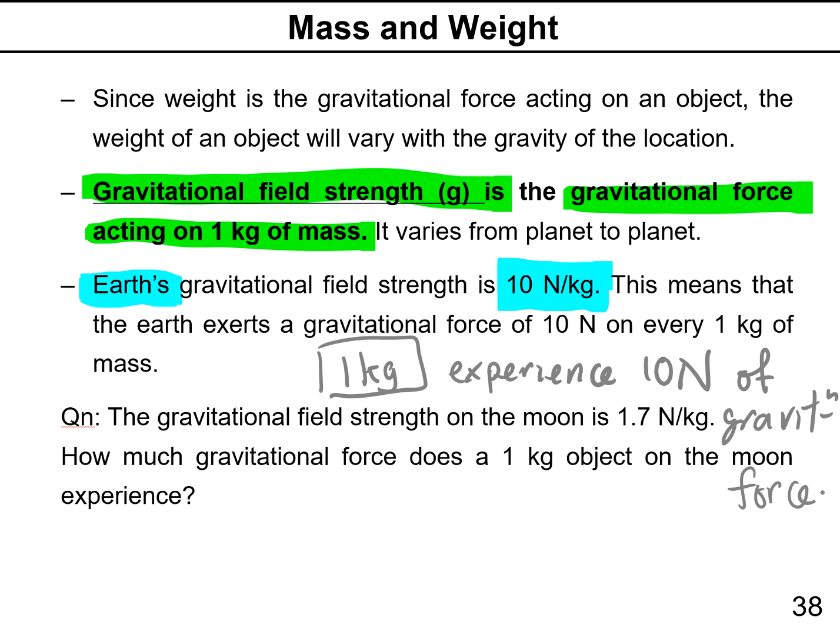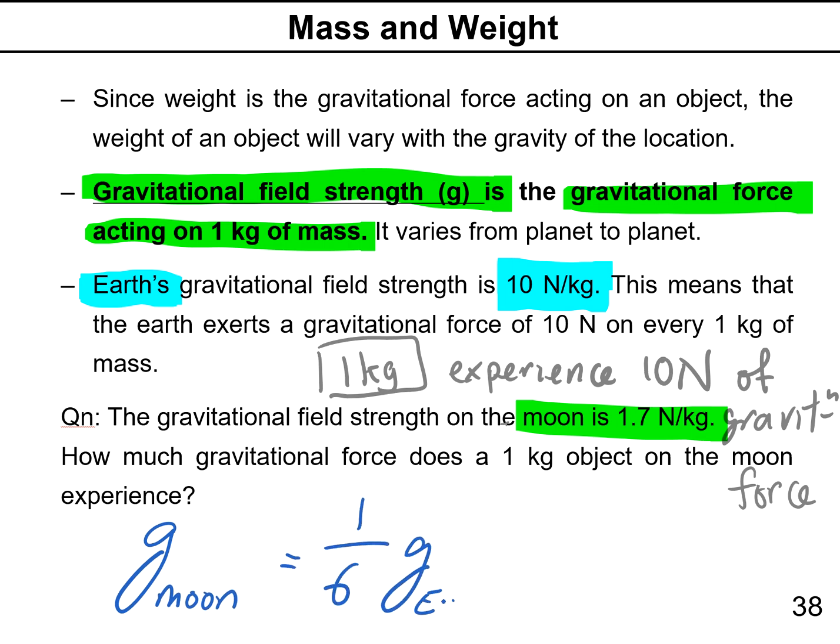Is it the same for every planet? No, because planets differ in size. Planets that are bigger than the Earth will have a larger gravitational field strength. Planets that are smaller than the Earth, for example the Moon: the Moon's mass is roughly about 1/6 of the Earth's, so the gravitational field strength is also smaller. The gravitational field strength on the Moon is actually 1/6 the gravitational field strength on the Earth. And that's why when you go to the Moon, you experience a smaller gravitational force.